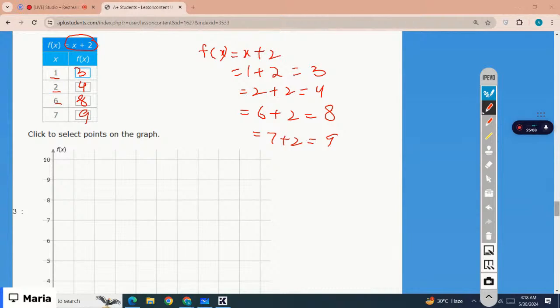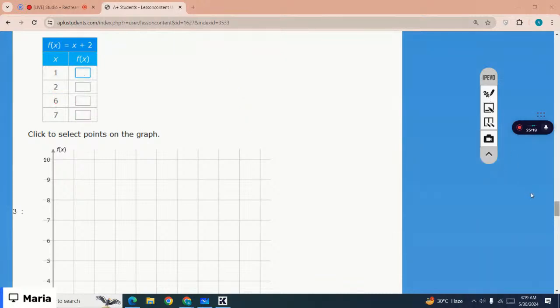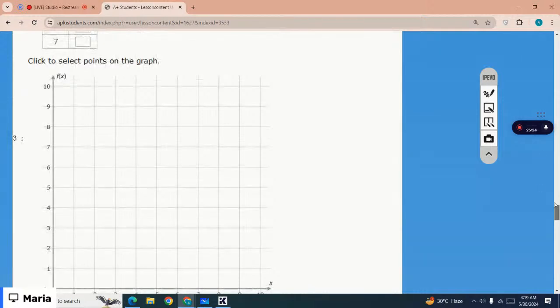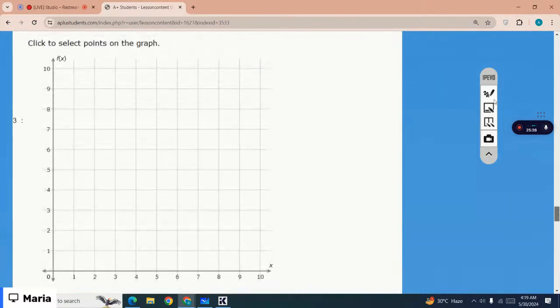You need to plot these points and join them and make a graph. So when x is 1, y is 3. I'm going to make the table here, right? So that I get 1, 3, 2, 4, 6, 8, 7, 9. Okay, I'm going to make a table here so that I can make the graph by using the table.